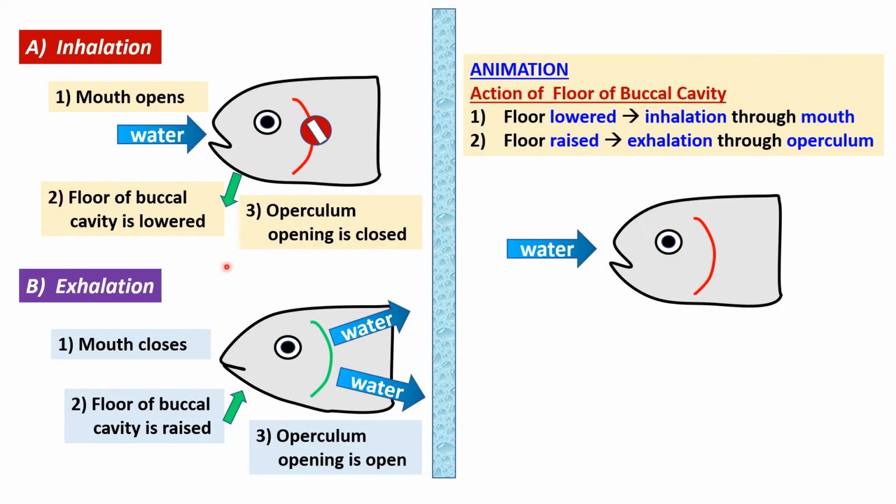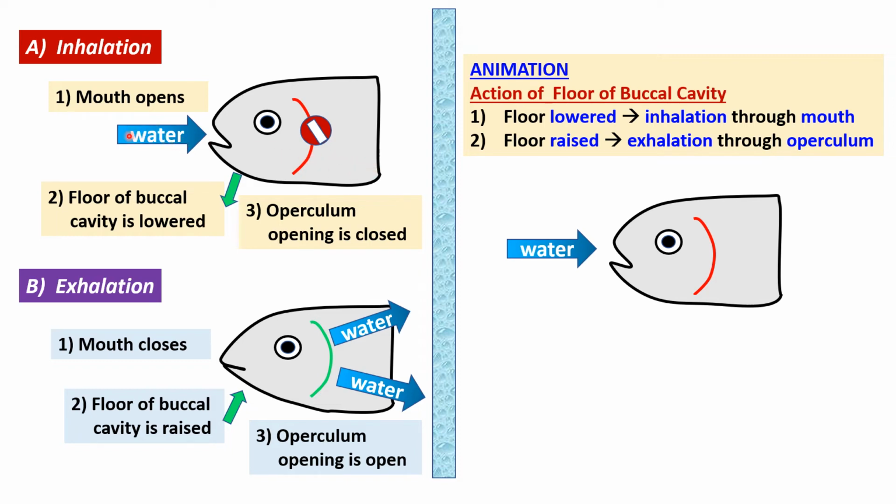Now here's a useful diagram that you rarely find, which will help us to understand the action of the floor of the buccal cavity. The buccal cavity is just the mouth cavity, right? So in inhalation, first of all, the mouth opens, but the operculum opening behind here is closed. So this will allow water to only enter through the mouth. And later water will exit through the operculum opening.